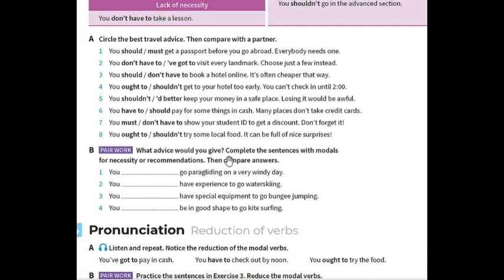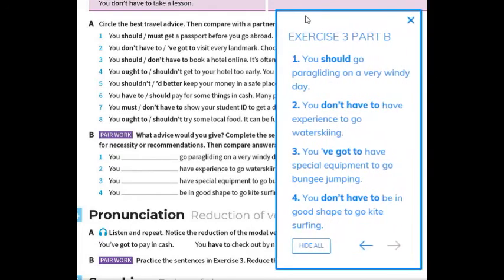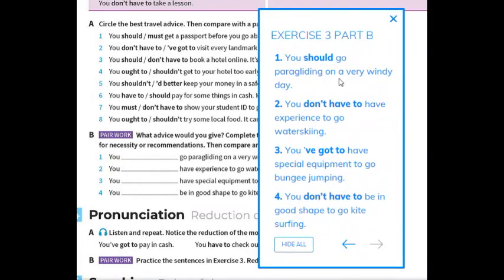What advice would you give? Complete the sentence with a modal for necessity or recommendation, then compare answers. Okay, we have here the paragliding. So now let's reveal the answers. Here you go. You should go paragliding on a very windy day. You don't have to have experience to go water skiing. You got to have special equipment to go bungee jumping. You don't have to be in good shape to go kite surfing.